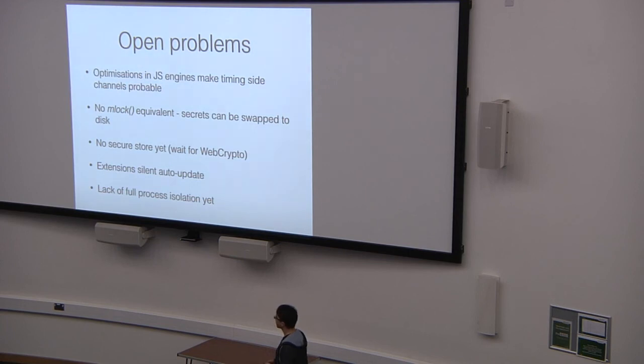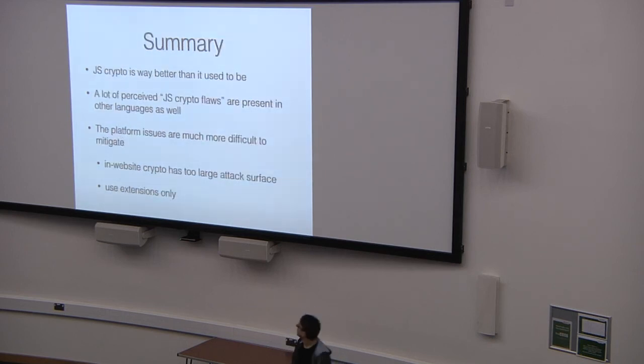And also, the real problem is actually that extensions silently auto-update now in the browser. So theoretically, you have a secure extension in the browser, but somebody forces the producer or the author of the extension to backdoor the code, and you get a new version silently. This sort of problem. And we don't yet have full process isolation, so under certain scenarios, you can end up executing in the same process as the extension.